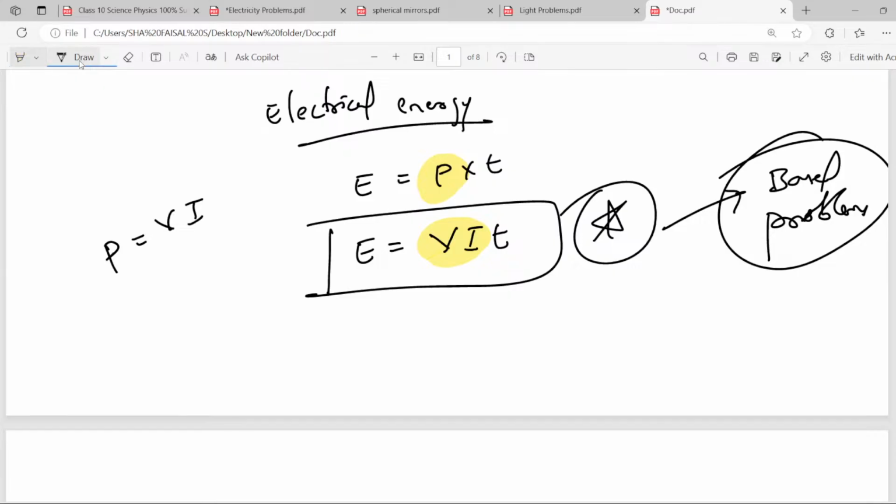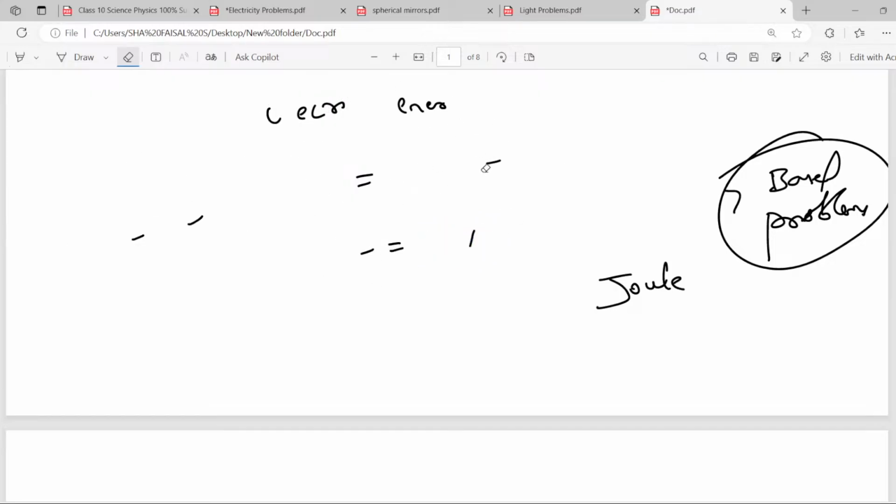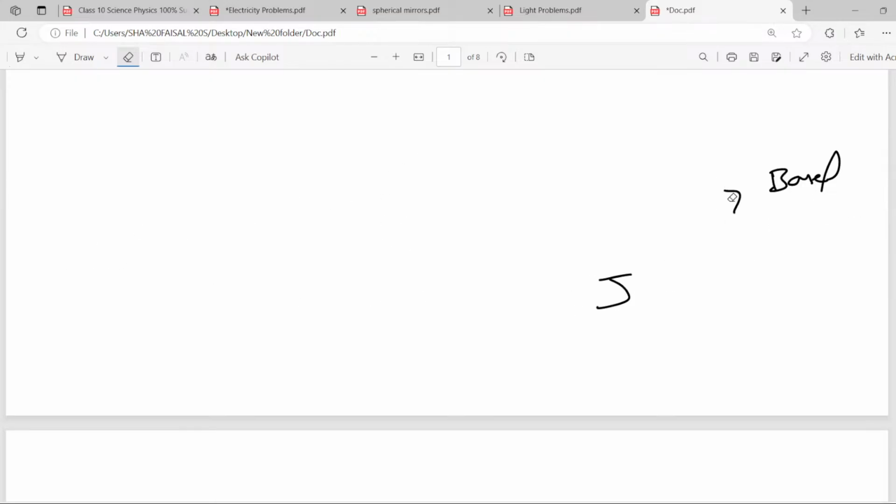So remember, the SI unit of electric energy is joule. SI unit of heat, joule. SI unit of work done, joule. SI unit of electrical energy, joule. Any doubts? Understood? To find the electrical energy, that is P into T, that's nothing but V into I into T. Next, heat energy.